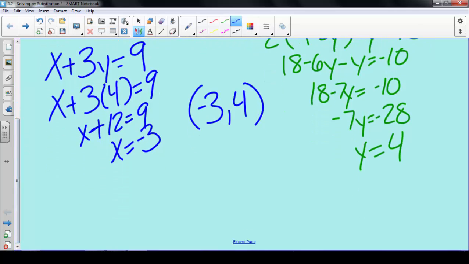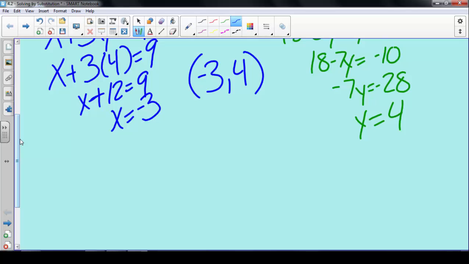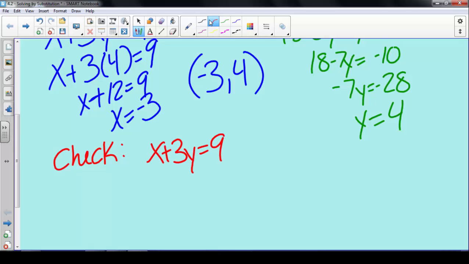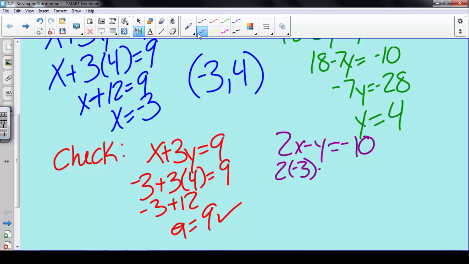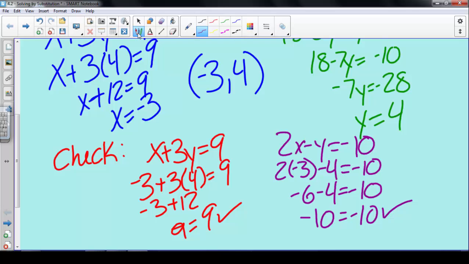One thing, make sure you're checking your answers. So when you want to check it, make sure you always go back to your original equations. And it checks, so you're good.